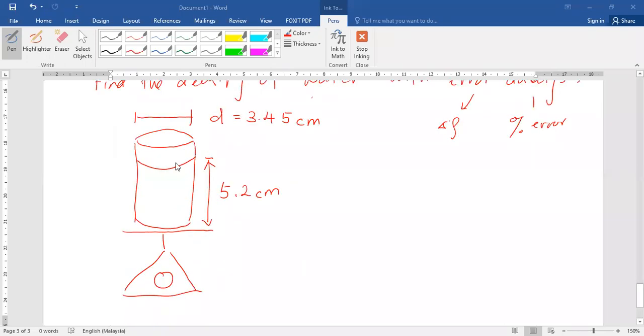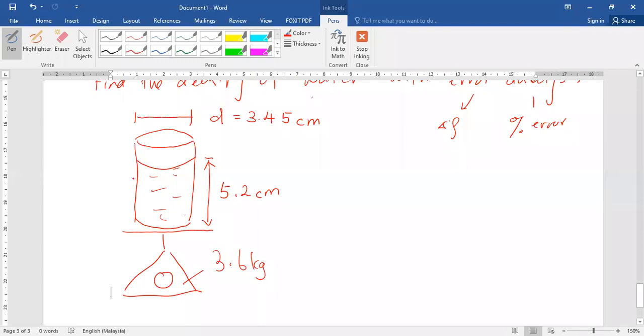Let's say the water is inside a cylinder. So the depth of the water is 5.2 cm and the diameter of the cylinder is 3.45 cm. And the mass of the water, let's say the reading is 3.6 kg. Okay, now I give you the smallest reading.